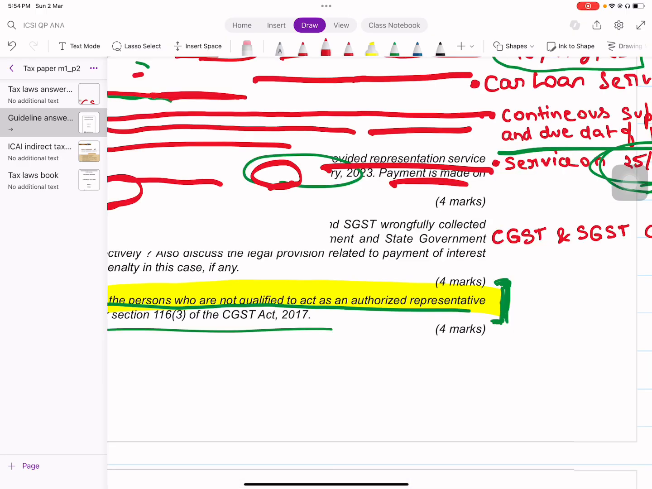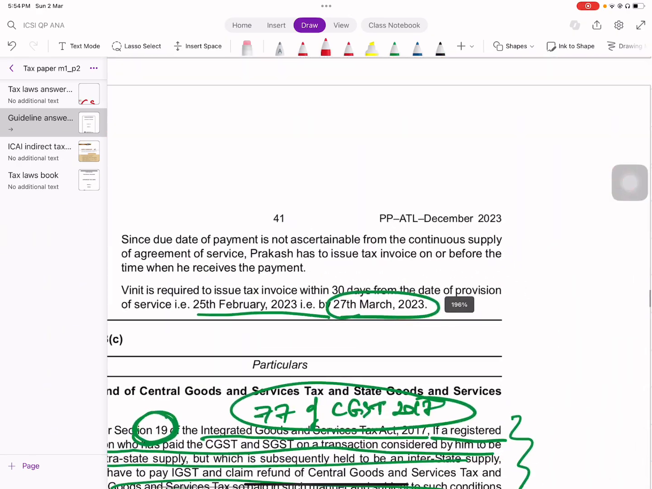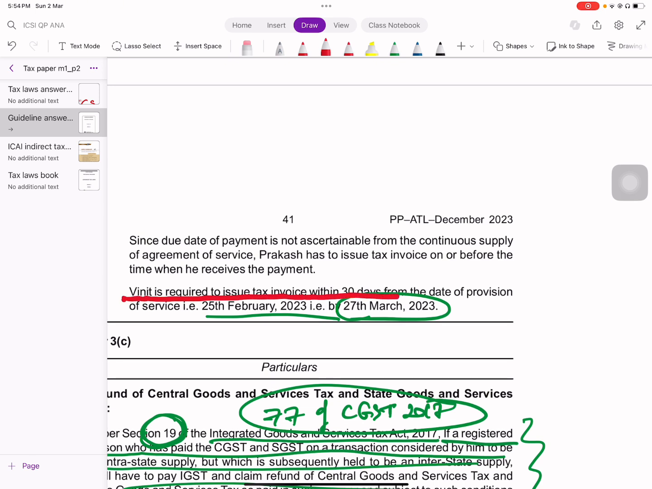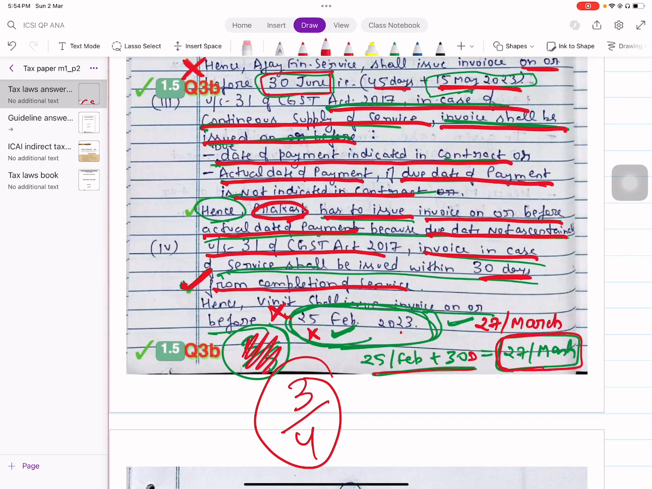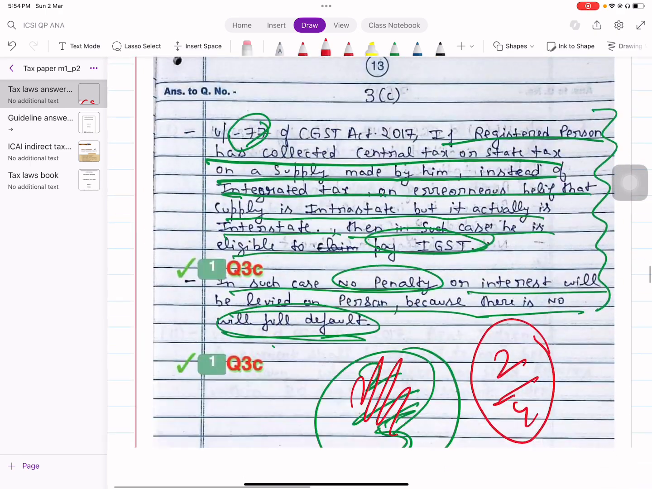I mean, if I show you the guideline answer. See, Vinith is required to issue a tax invoice within 30 days from the date of provision of service, 25th Feb, i.e. by 27th March. So, this was my mistake. My answer was wrong, but still the examiner has checked it as correct. Now, let's move on to the next question.